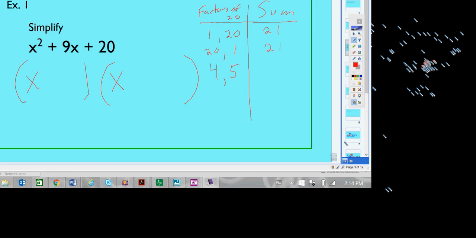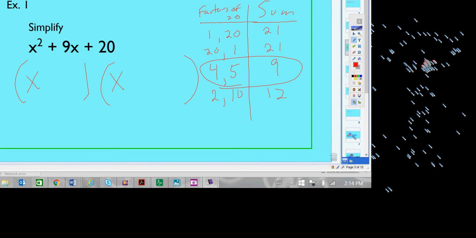So, 2 and 10 would be the next one technically, right? 2 and 10, which would sum to be 12, but 4 and 5 sums to be 9. So yeah, technically the next in our order would be 2 and 10. But 4 and 5 would work. And so we can put 4 here and 5 here. And since we have plus and plus, we're in business. Okay, so x times x is x squared, 4 times 5 is 20. And the middle term will then, our outer and our inner, combine to be 9x. Okay, questions about that?